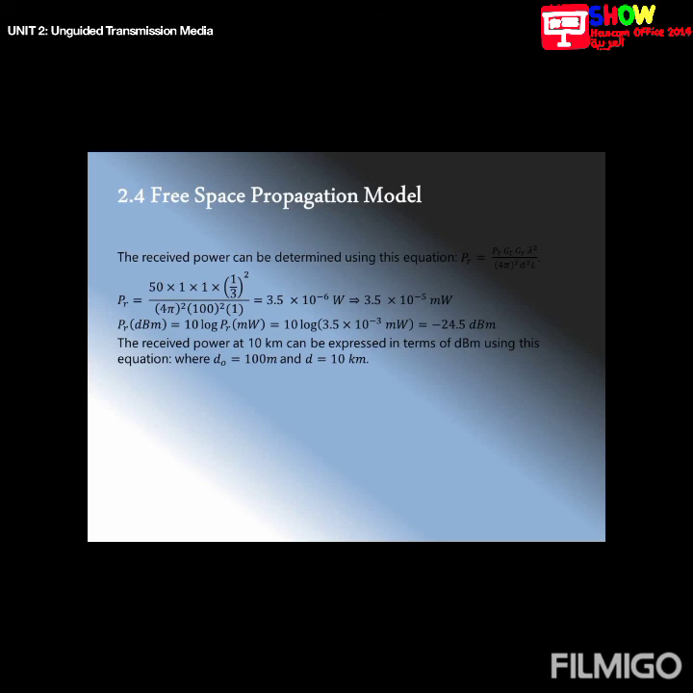The received power at 10 km can be expressed in terms of dBm using this equation, where d0 equals 100 meters and d equals 10 km. Pr is as given there. Then what we are going to do here is Pr at 100 meters, and 20 log of 100 meters over d, with 10 km changed to meters, 10,000 meters. Then it becomes minus 24.5 dBm minus 40 dB, which equals minus 64.5 dBm.